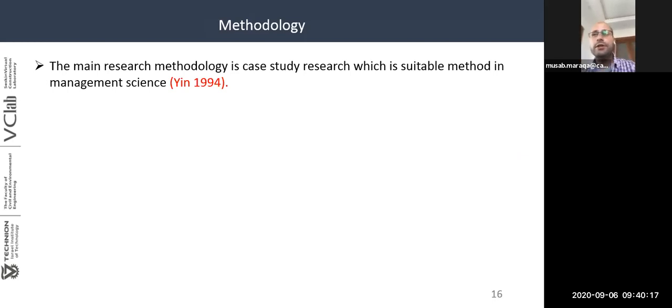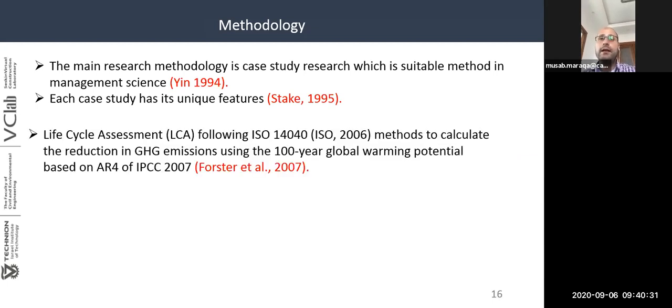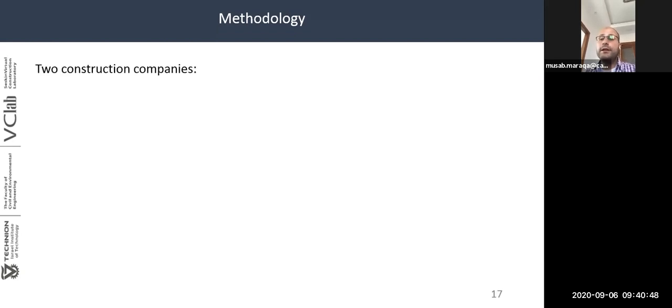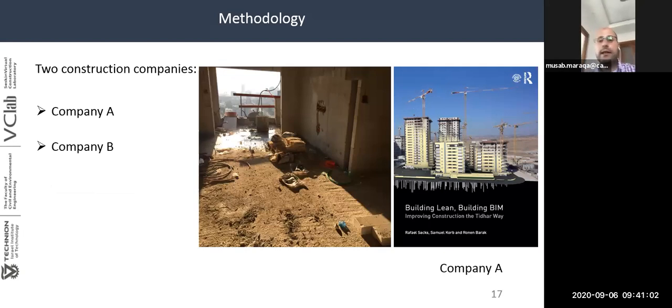The main research methodology used in this thesis is case study research, which is a suitable method in construction management. It's not an easy research method because each case study has its unique features. Also, life cycle assessment following ISO 14040 methods was used to calculate the reduction in greenhouse gas emissions. Quantitative analysis was used for data collected from the control department in the construction company. Two construction companies were studied in this research. The first one is Company A, which is a leader company in the area of Lean and BIM, and Company B, which is a traditional company and works until now in a traditional way without any implementation of BIM and Lean.